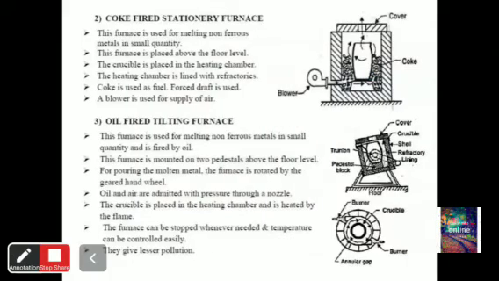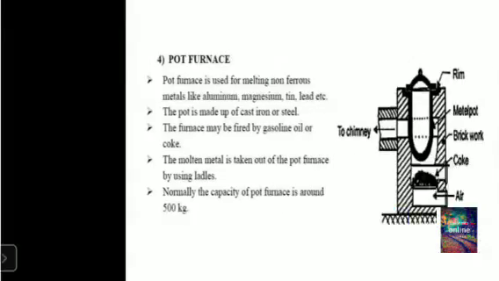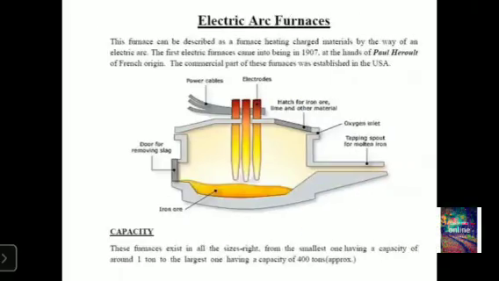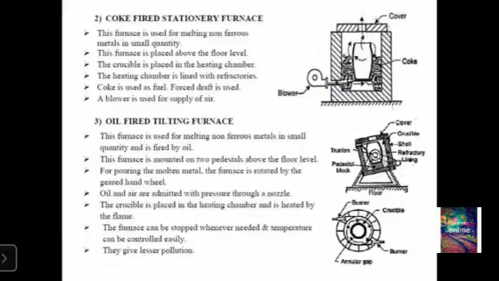So these are all the types. The second one is the coke-fired stationary furnace, whereas the third one is the oil-fired tilting furnace. This is the pot furnace. So these are all provided in the pit.